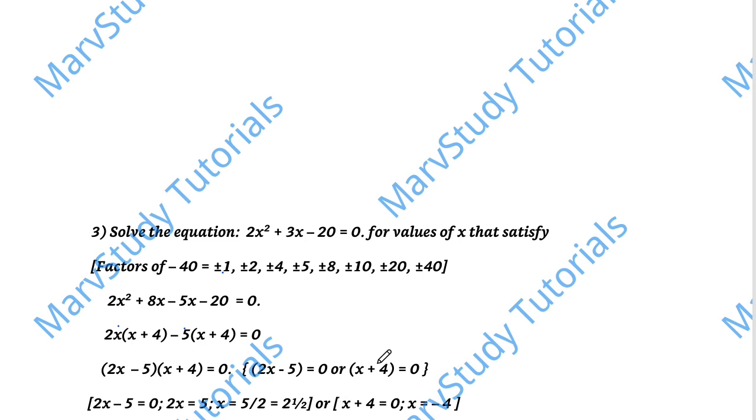And then remember that x plus 4 could also be equal to 0. So the positive 4 moves to the right hand side and becomes negative 4. So there are two possible values of x that will satisfy this equation: we have x as 2.5 or x is negative 4.